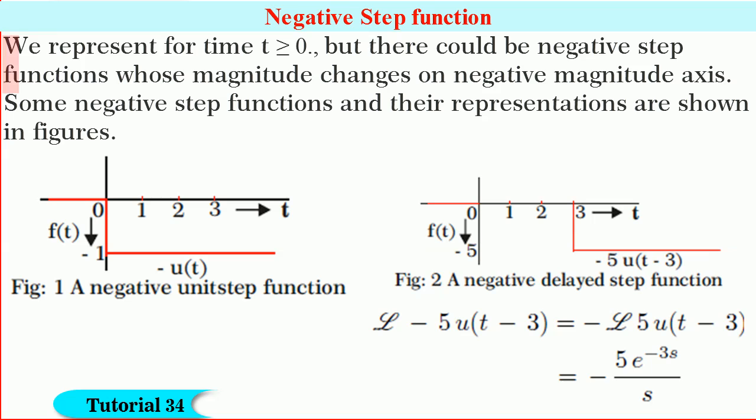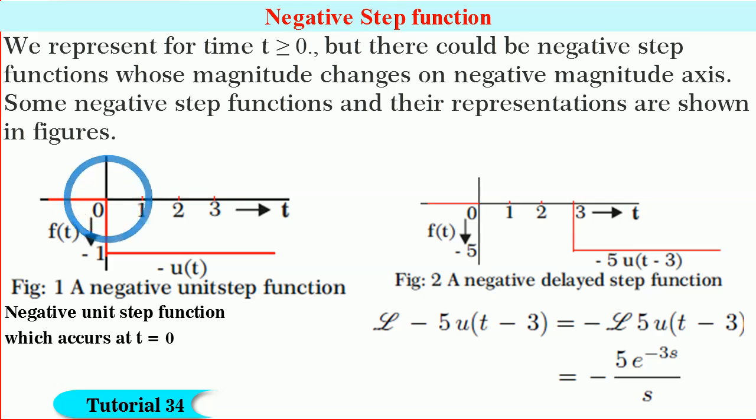We know that we represent functions for t greater than or equal to 0, but there could be a negative step function whose magnitude abruptly changes on the negative magnitude axis. So, here are two negative step functions represented in figure. Observe figure 1. Its magnitude changes at t is equal to 0 on the negative side axis. It has a strength of minus 1 unit. So, it can be called a negative unit step function which occurs at t is equal to 0.